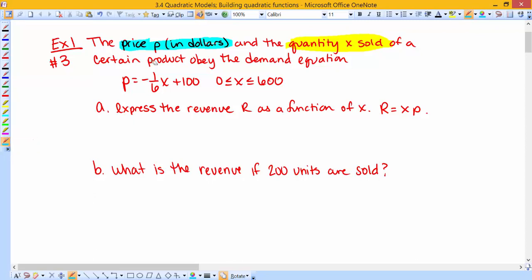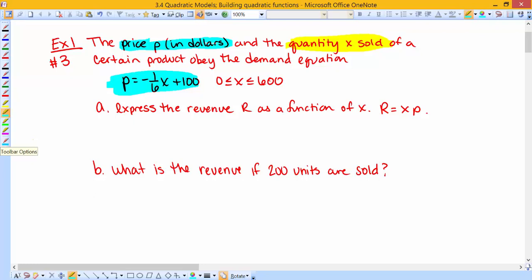So you can see for example 1 that I have highlighted P is the price and it is in dollars, and X stands for the quantity sold of a particular item. So the company that is selling whatever items they're selling has come up with the equation for their price. So I'm going to highlight that in blue also. So the price has its own equation.